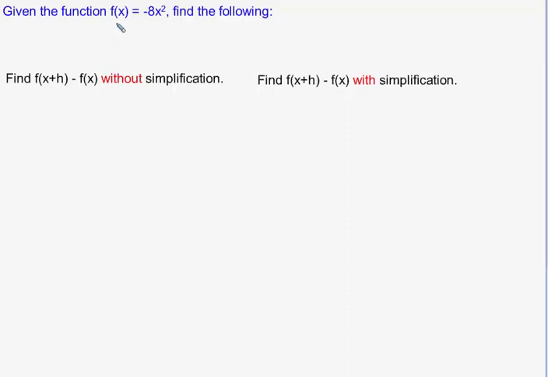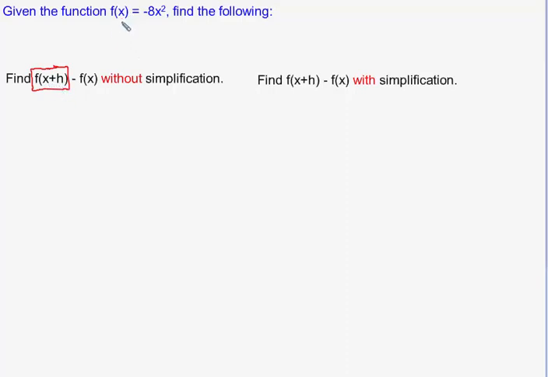In this problem, we're given the function f of x is equal to negative 8x squared, and we are to find the following expression without simplification and then with. I'm going to start with just working on this first part of this expression. This notation means that where I see the input variable x in the given function, I am to replace it with the quantity x plus h.